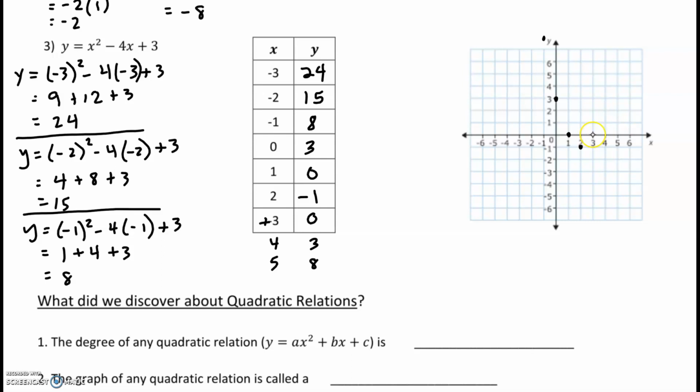I have 3, 0, so that's on the x-axis. 4, 3. And 5, 8. That's pretty cool. So it's the exact same shape. It's just moved to a different spot on the Cartesian plane. So let's draw our smooth curve. Isn't that neat? That changing the values right here that comes after the x squared, it still gives us that U shape, but in a different spot. All right, let's go ahead and label.